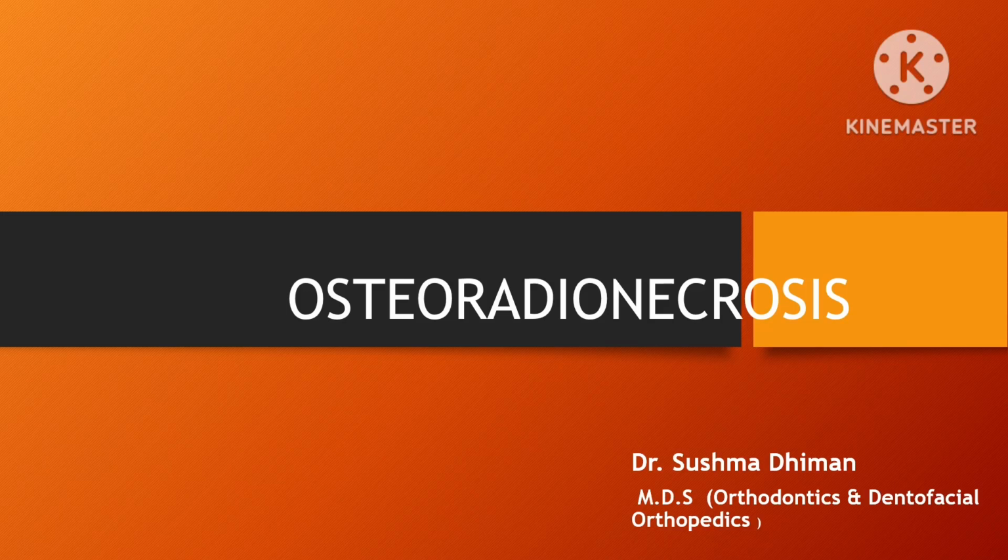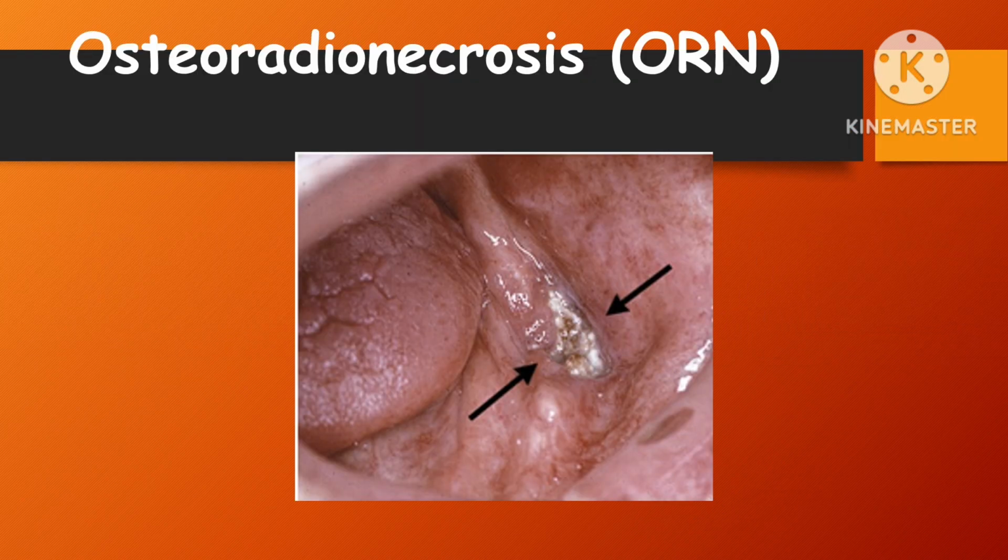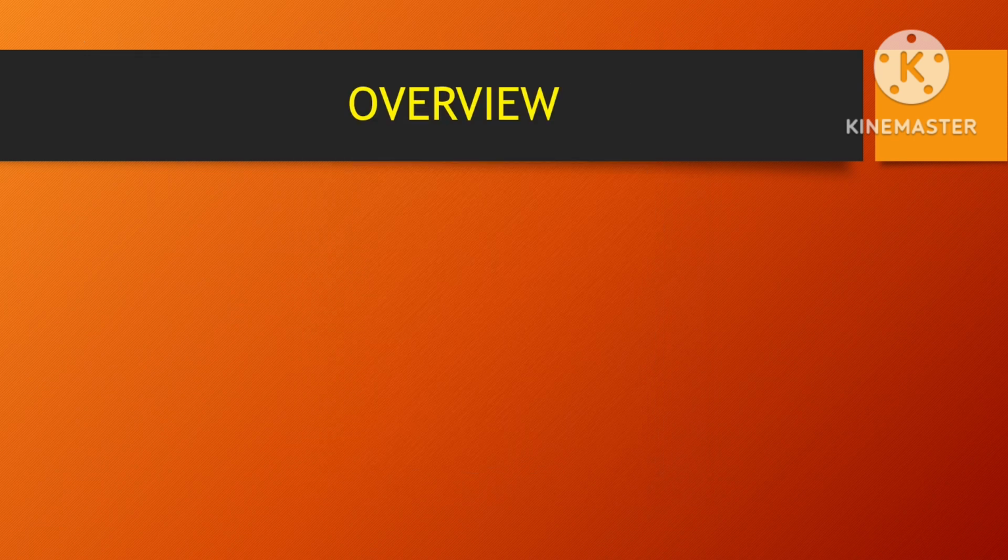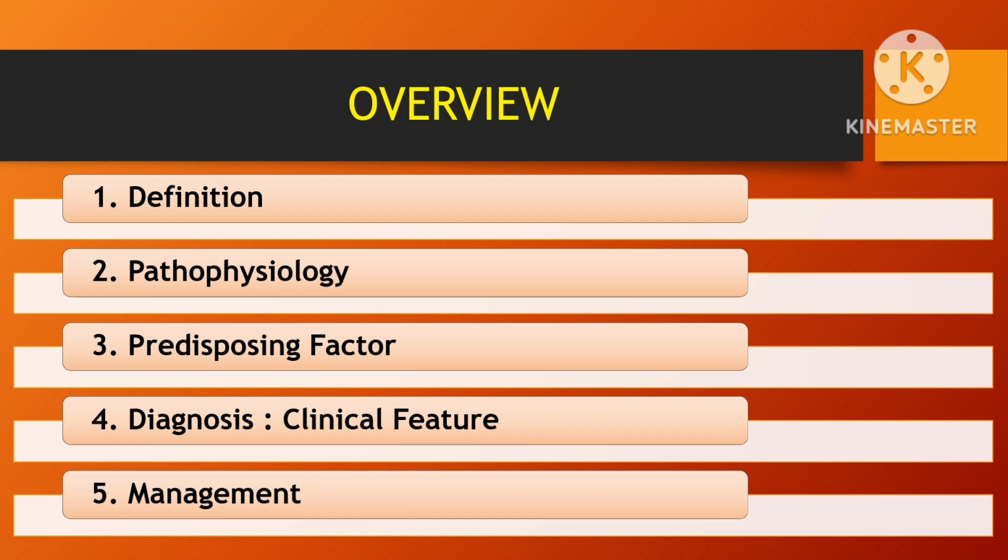Today we are going to study osteoradionecrosis, which is a late complication of radiation therapy, and it occurs when an irradiated area of the bone becomes devitalized. We will cover this topic under the following headings: first of all, the definition, pathophysiology, predisposing factors to osteoradionecrosis, diagnosis, and finally the management part.